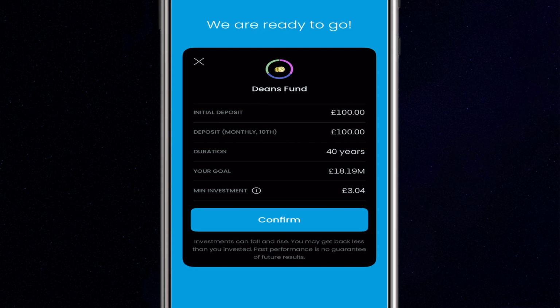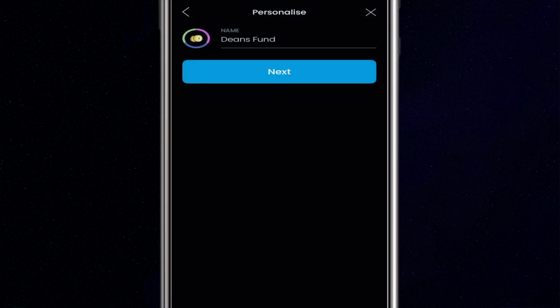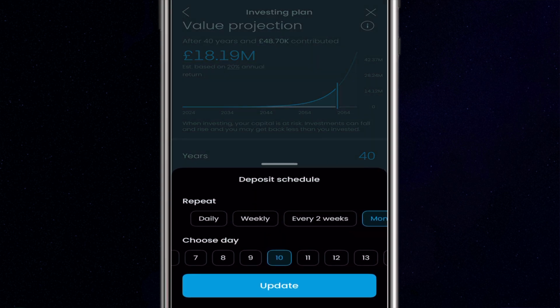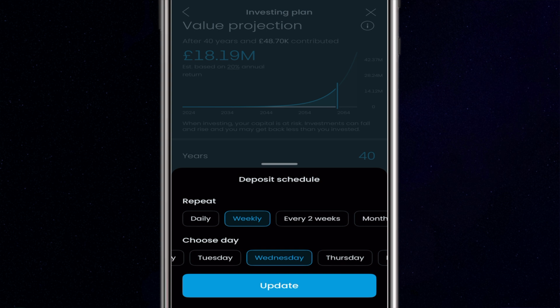The minimum investment that you'd have to make, £3.04. The initial deposit, what you're looking to do. So monthly, tens. There is also the way that you can actually adjust that. So rather than doing it monthly, you can change it to daily or weekly or every 2 weeks. Personally, I actually like to go on weekly and then do a Monday.